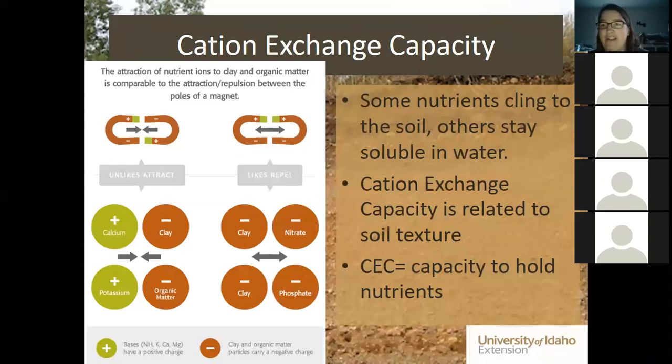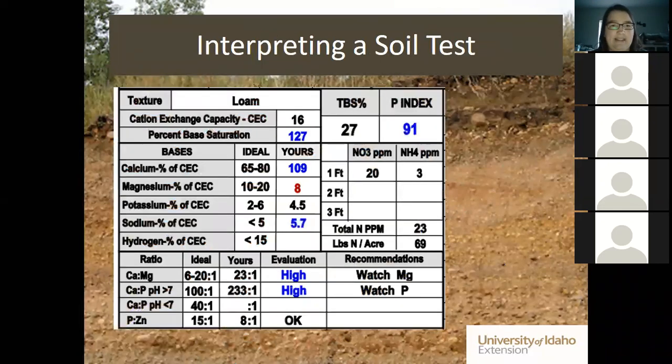And cation just stands for that positive charge. Anion would be a negative charge. So CEC loosely means the capacity of your soil to hold on to nutrients. So on your soil test, this is one thing they're going to give you. So this one says the texture is loam, and the cation exchange capacity is 16.